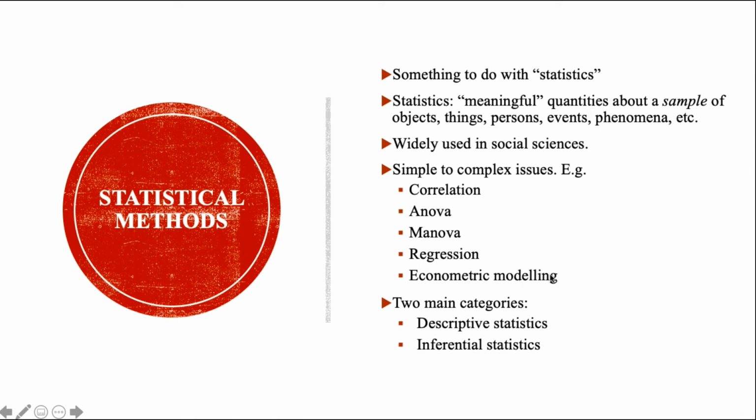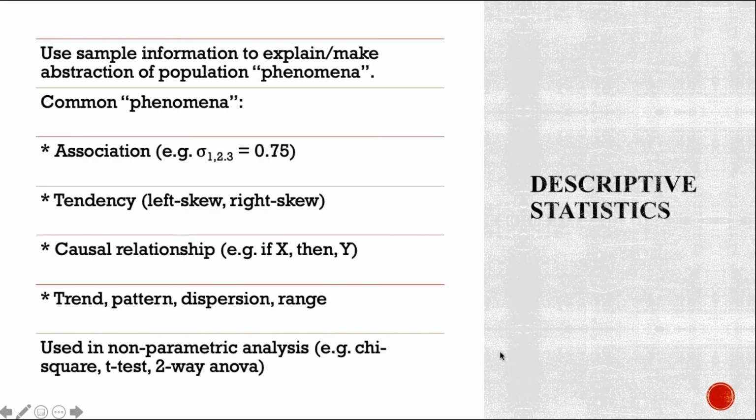We have econometrics like Granger causality, co-integration, Johansen co-integration, ARDL, TYDL, panel data. And we have two categories: descriptive statistics and inferential statistics.